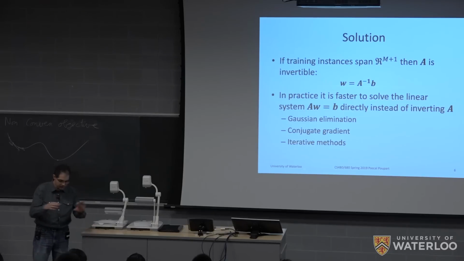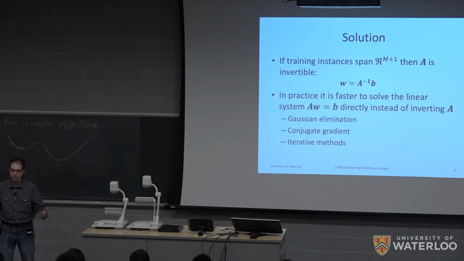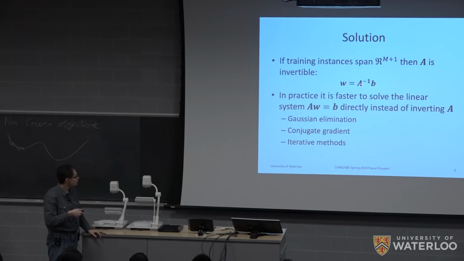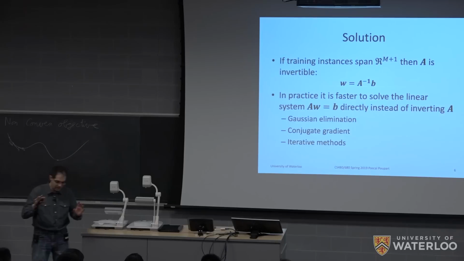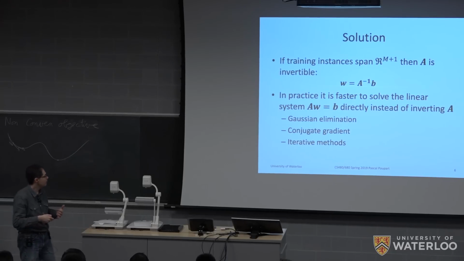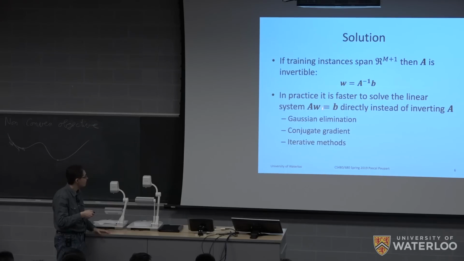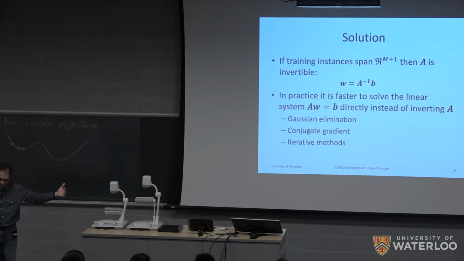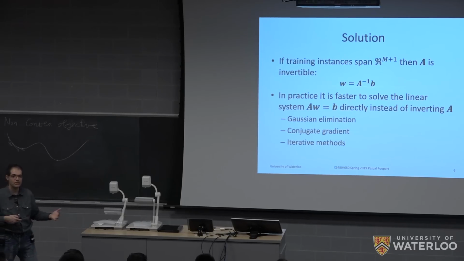Okay, so once we've got this written in the form of AW equals B, and we want to find what W is, the simplest thing to do would be just to invert A, and that allows us to isolate W. So this is conceptually perhaps the simplest. Computationally, it tends to be better to solve the system of linear equations directly. There are techniques like Gaussian elimination, conjugate gradient, and iterative methods that can be used to find the solution, and they tend to be faster and often have better properties than computing the inverse.